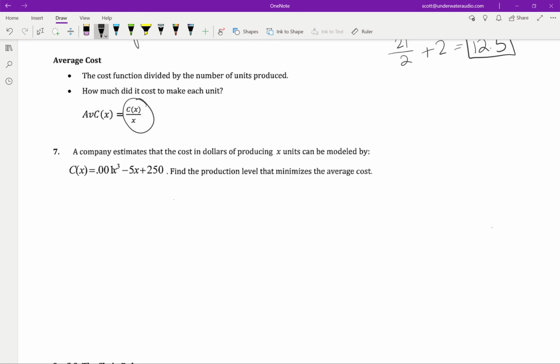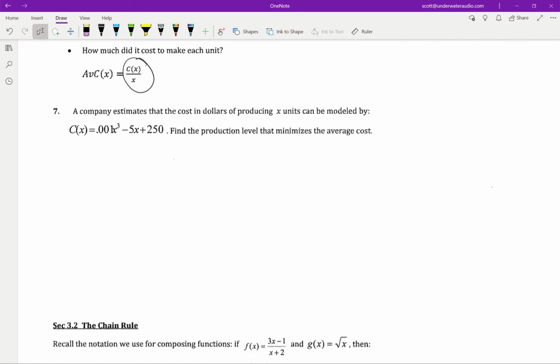So let's put this to work. A company estimates that the cost in dollars of producing x units can be modeled by this function. Find the production level that minimizes the average cost. Okay, so writing this out, the objective is to minimize average cost. So I will find average cost. I do that by taking my cost function, which was given to me, and then dividing it by x.